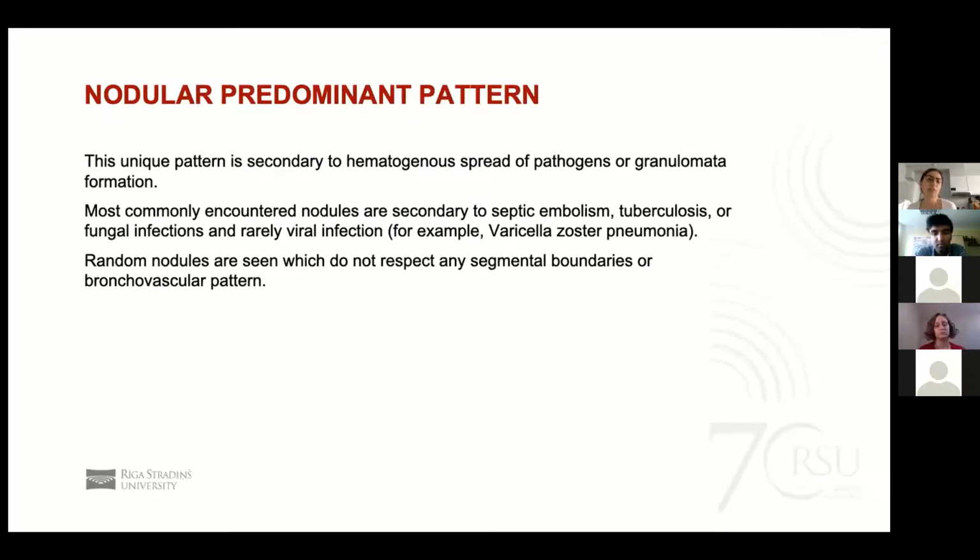Nodular predominant pattern is another type of sign, which is a unique pattern secondary to hematogenous spread, which is basically the microorganism spreading through the blood, or granulomata formation, which basically means leukocytes, including lymphocytes, neutrophils, basophils, and all of these, forming a solid mass. These types of nodules are most commonly found secondary to septic embolization, tuberculosis, or fungal infection, and rarely viral infection.